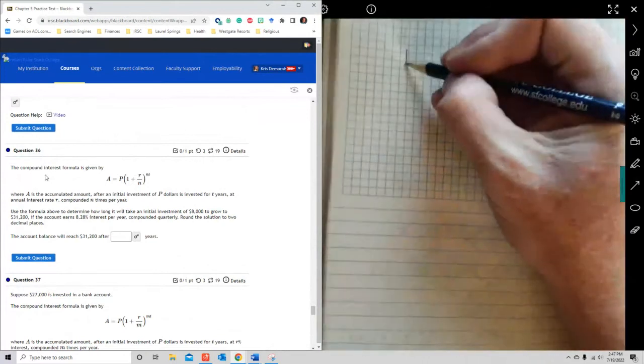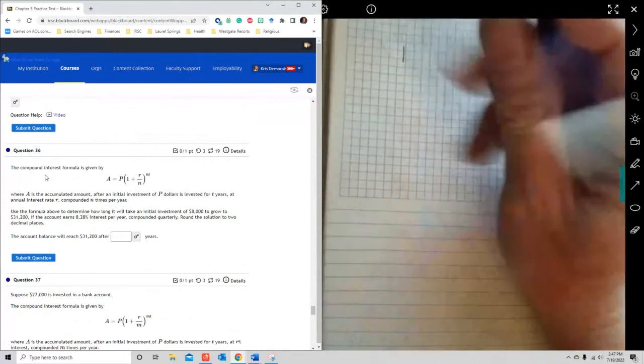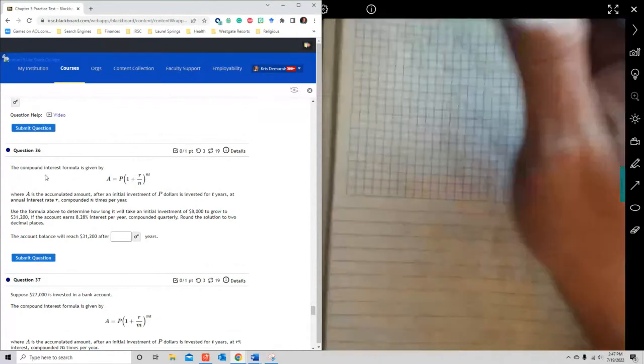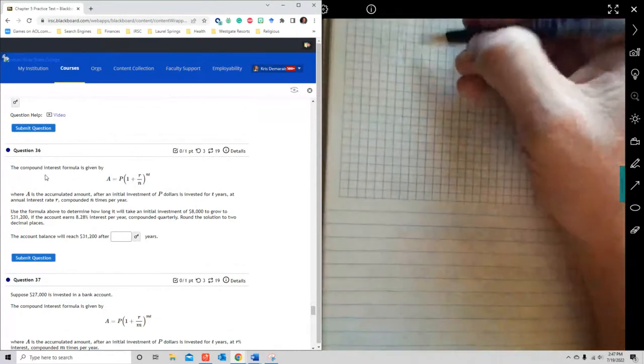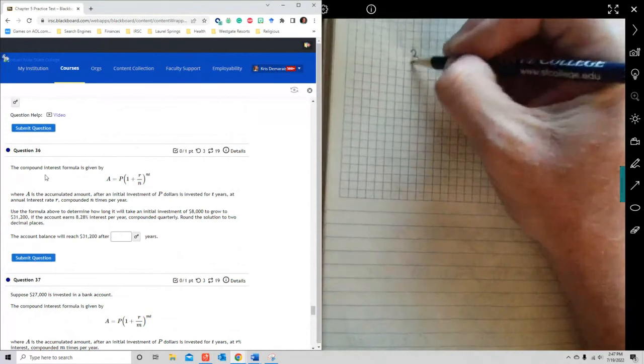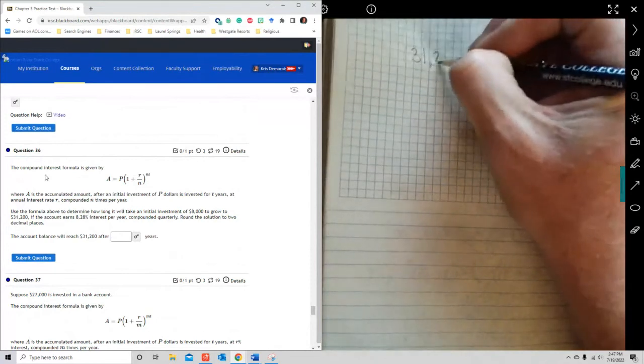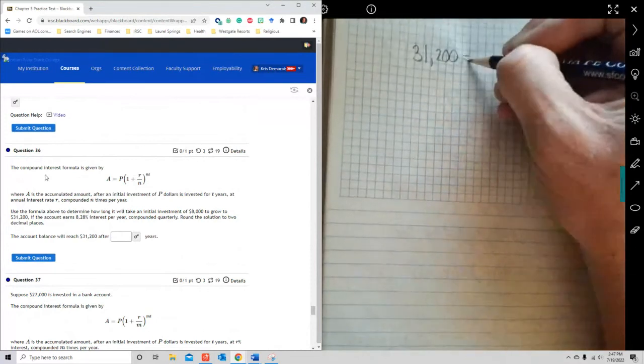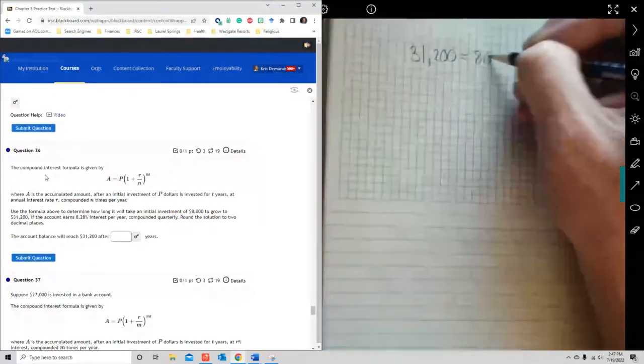So we're going to go ahead and put the numbers in there so I don't have to rewrite it twice, the formula and then the numbers. So the amount in the account is $31,200, and the initial investment is $8,000.